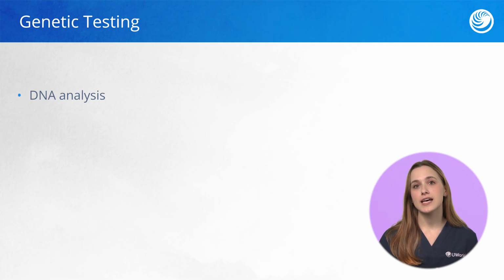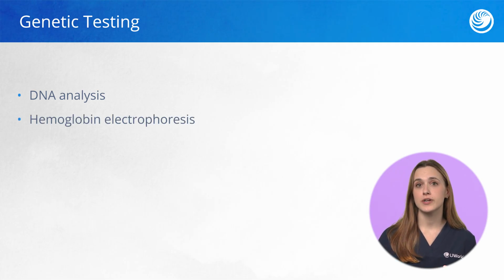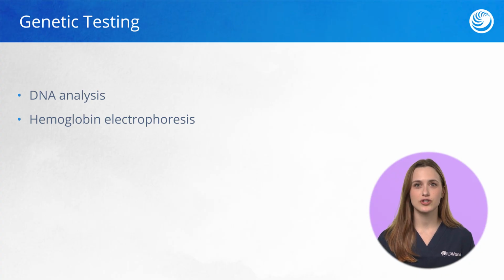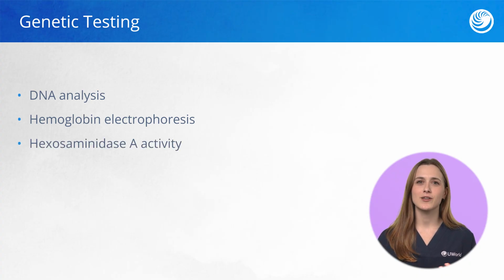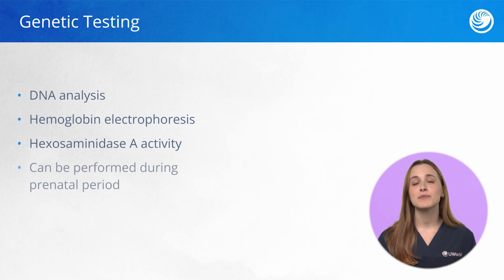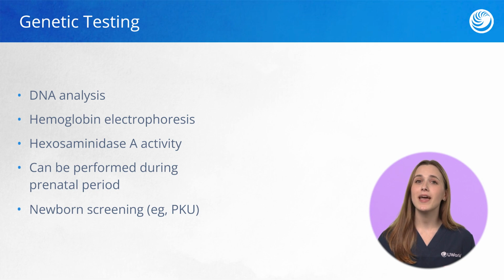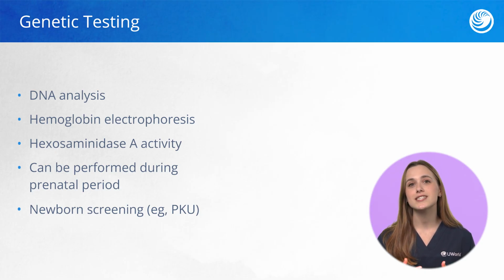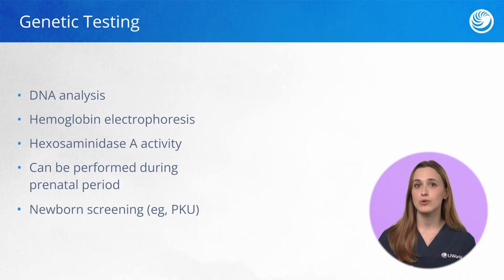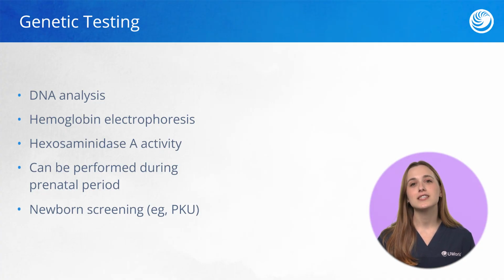Other diagnostic tests include a hemoglobin electrophoresis to confirm the presence of sickle cell trait, and serum hexosaminidase A activity to identify Tay-Sachs disease. These tests can be performed by the healthcare provider during prenatal exams. Newborn screening tests can also identify conditions that may impact the newborn's health or survival, like PKU, phenylketonuria, which is caused by a defect in the gene that encodes an essential enzyme responsible for breaking down proteins. PKU can cause intellectual disabilities for affected individuals.